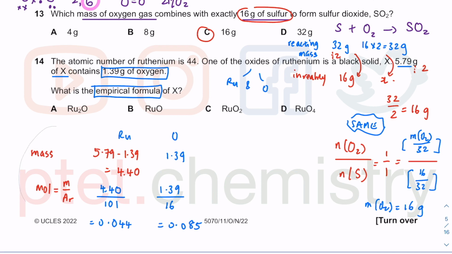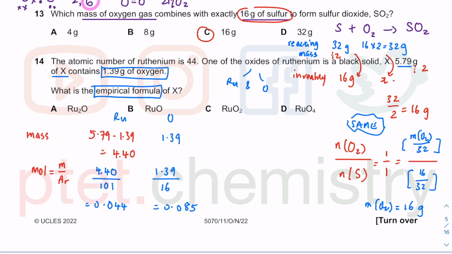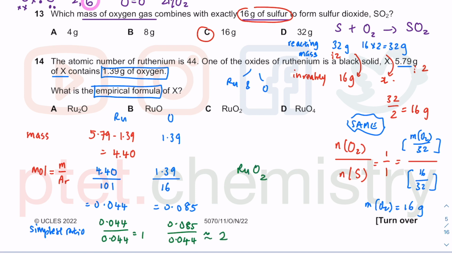Of course, like I said from the definition, simplest whole number ratio of atoms. So to get the simplest ratio, you divide by the smallest number. So if you divide by 0.044 on both sides, you're going to get 1 of this ruthenium. And then 0.085 by 0.044, there's roughly 2 there. So 1 ruthenium and 2 oxygen. So 1 ruthenium, 2 oxygen, that's option C there.